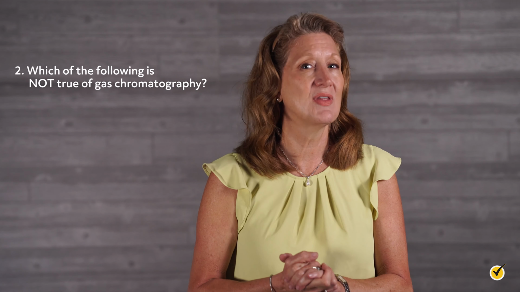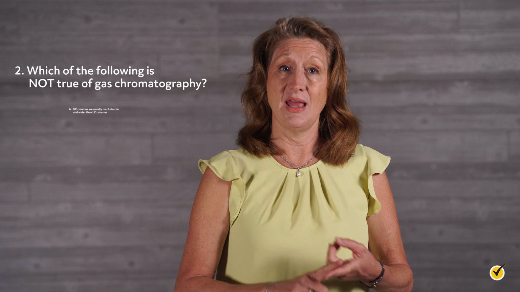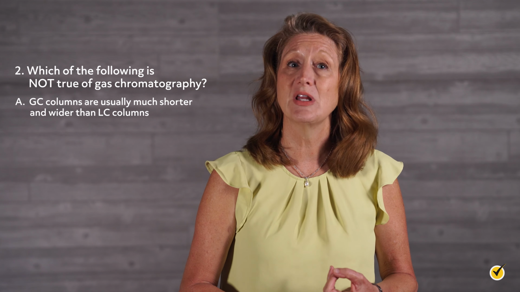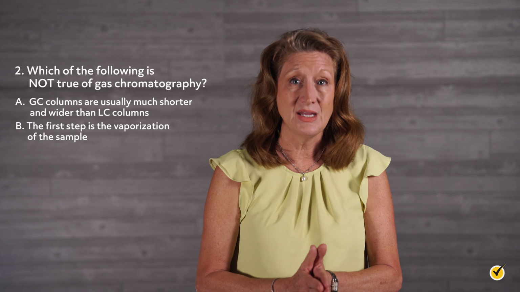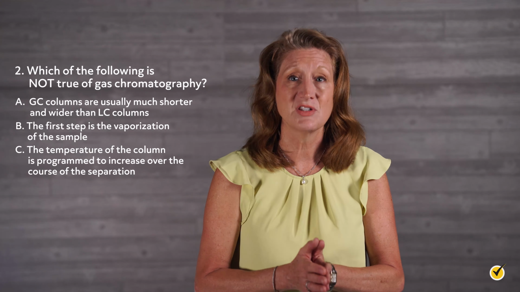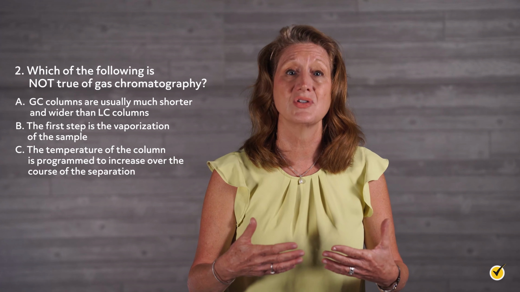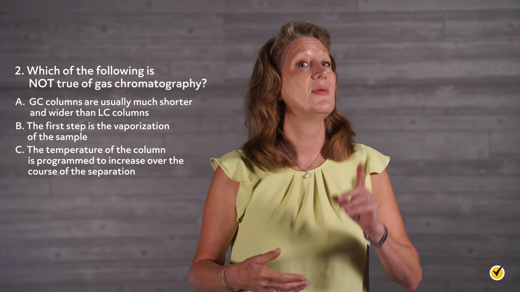Number 2, which of the following is not true of gas chromatography? A, GC columns are usually much shorter and wider than LC columns. B, the first step is the vaporization of the sample. C, the temperature of the column is programmed to increase over the course of the separation. The correct answer is A. GC columns are usually much longer and skinnier than LC columns, not the other way around.